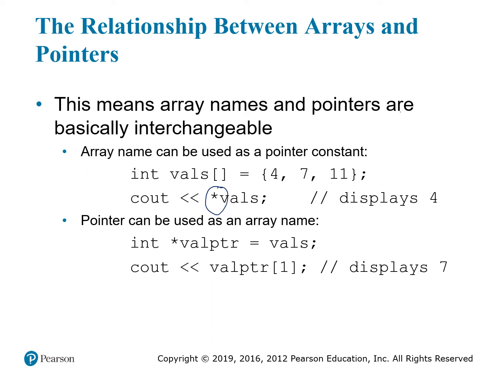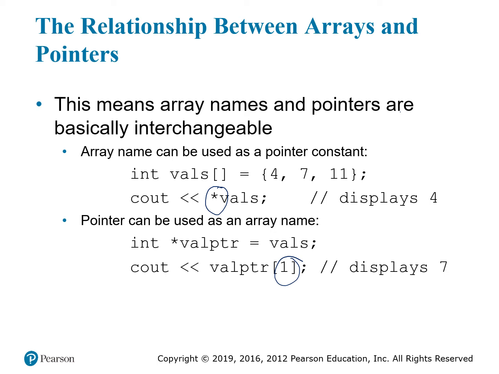If you've declared it as an array, you can still use the star pointer to get the first value. If you've declared it as a pointer, you can still use the square bracket operator to get the second value, the first value after where val pointer points. So really these things are basically interchangeable concepts. And that means you can do some cool stuff with pointers and arrays.